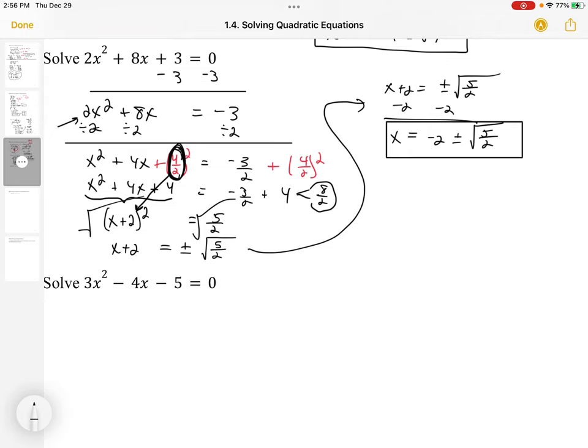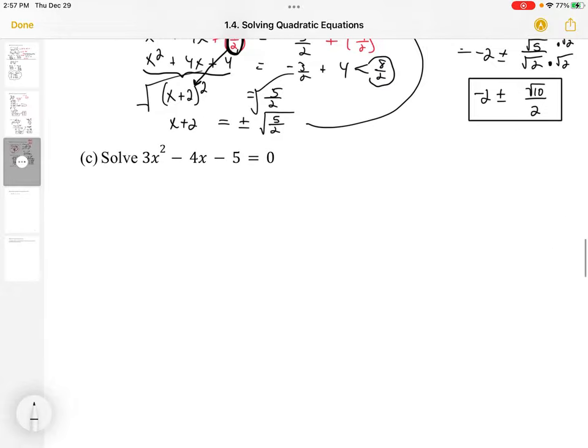So I'm going to simplify this. We have square root of 5 over 2. That could be rewritten as square root of 5 over square root of 2. And we're going to rationalize the denominator. If we multiply the numerator and denominator by radical 2, we end up with negative 2 plus or minus the square root of 10 over 2. And now that's our answer, rationalized and simplified.